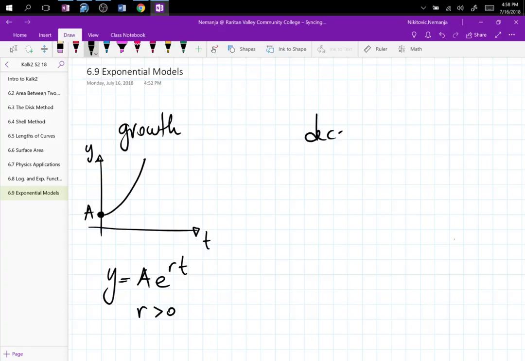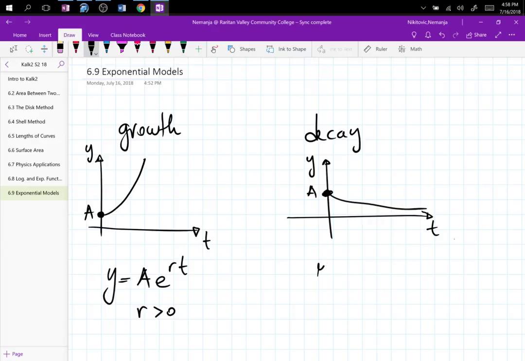Now we also have decay problems. A decay problem starts with some amount and then over time it decays. You have to wait to infinity for this one to decay. So decay would be a e^(-rt). So this r is less than 0? Actually, no, r is bigger than 0 if I'm going to put the negative in the formula. I'm just not going to put this condition here. There we go. So this is our decay problem.